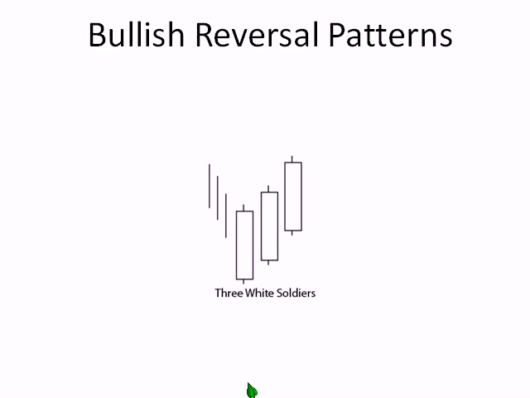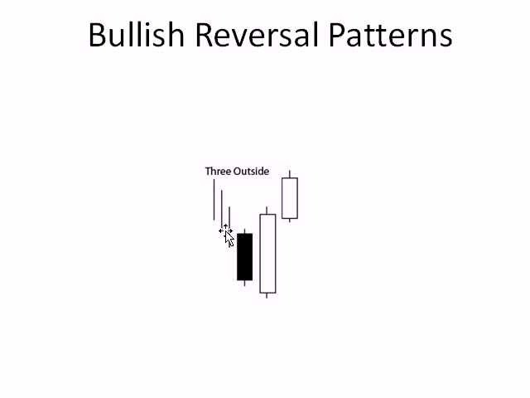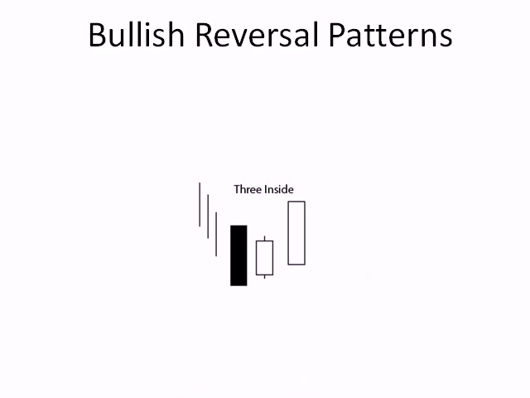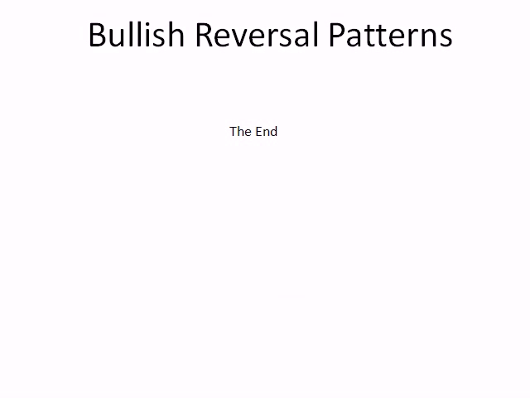This is three white soldiers, just a move down, and then a nice consistent move up. We have an open, a close, an open down here, low, a close, and an open down here, low, and a close. This is a three white soldiers pattern, and it's a bullish reversal pattern. Keep in mind, these candlesticks here just represent a downtrend. All these examples, these three are kind of like blank candlesticks that represent a downtrend. And that is the end of our bullish reversal patterns, and look for part 2 very soon.